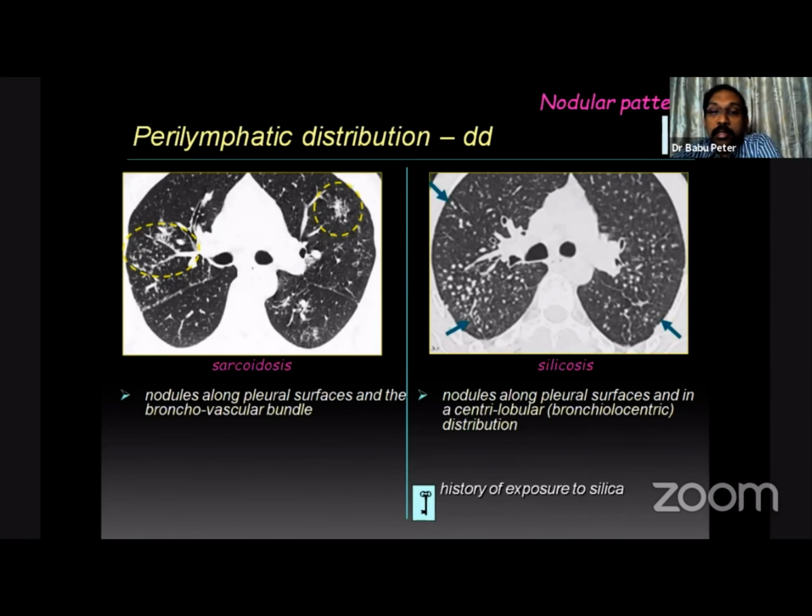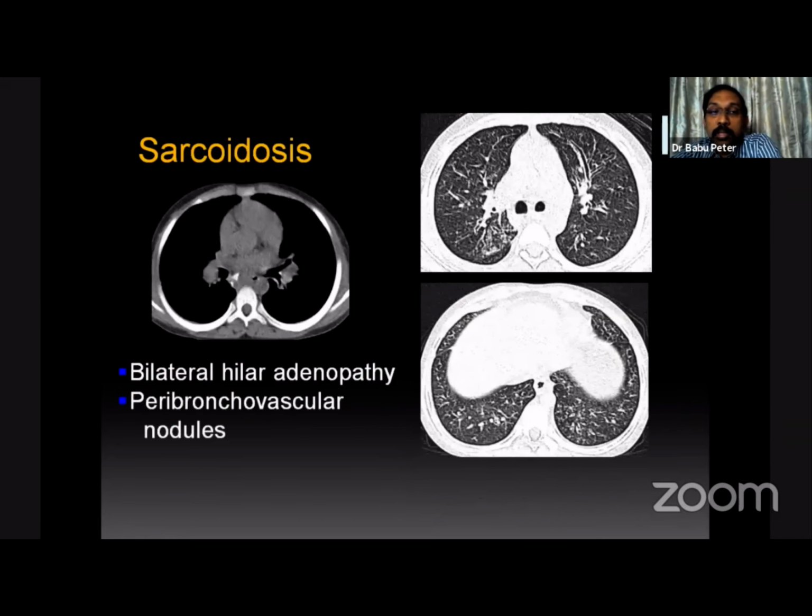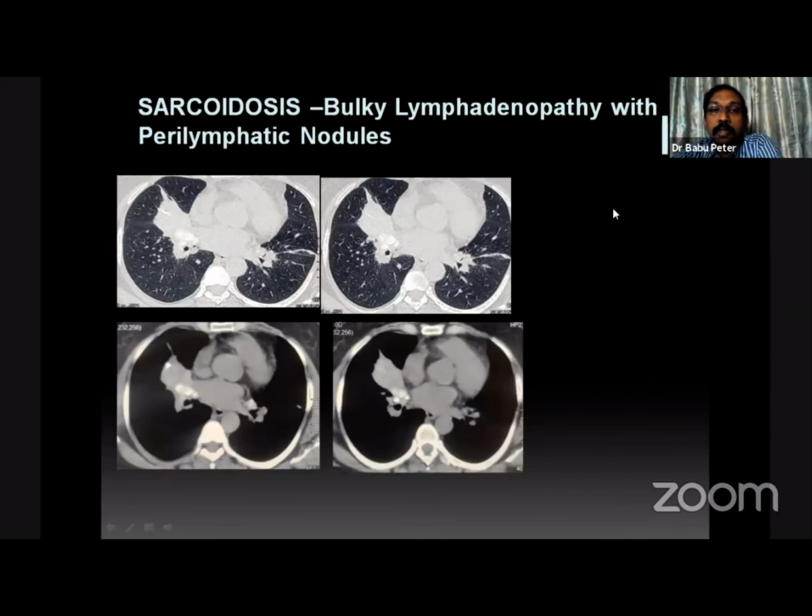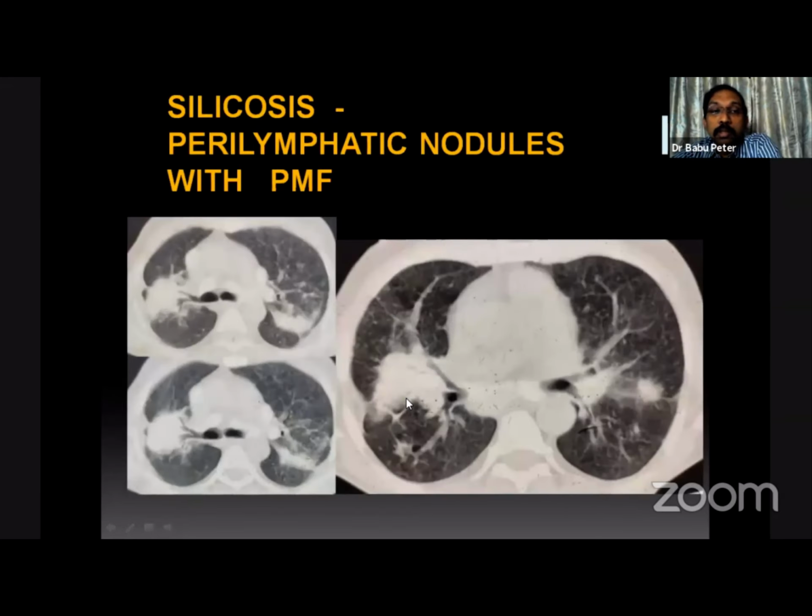And to differentiate, an additional finding is the history of exposure to silica, which is important. Typically in sarcoid, you may get bilateral symmetric hilar lymphadenopathy, which can be calcified. And this is the typical appearance of peribronchovascular nodules and peribronchovascular interstitial thickening, which is evident in sarcoidosis. The lymph node calcifications can be typically bilateral, symmetric, and hilar in distribution. It can also be seen in the peribronchovascular areas in sarcoidosis.